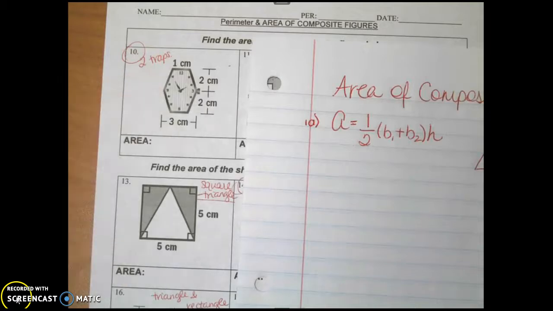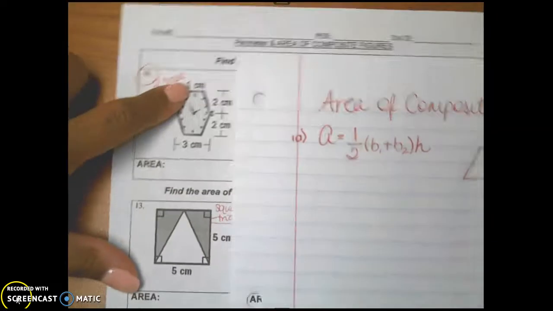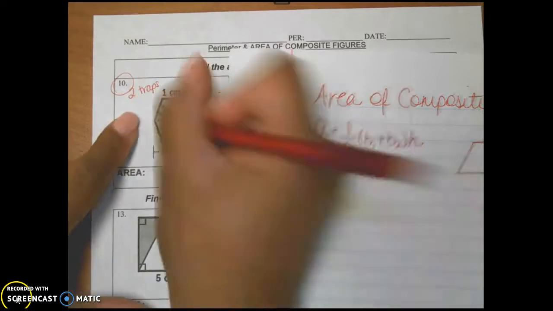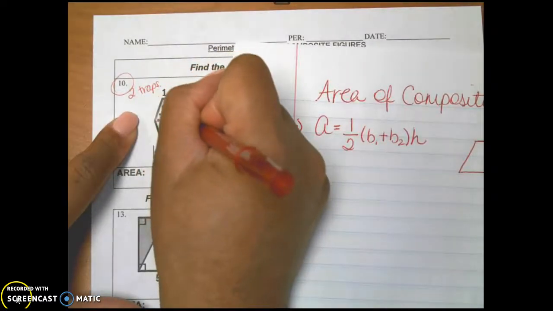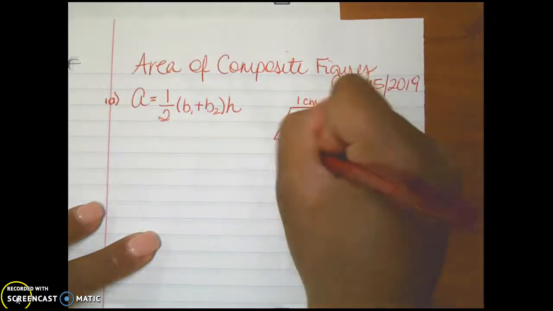Are these trapezoids the same? Yes, they are. One is just flipped upside down. So, what's the top base? 1 centimeter. What's the bottom base? This line going right across there. 3. 1 centimeter, 3 centimeters.